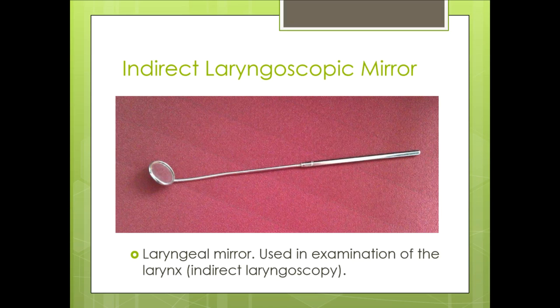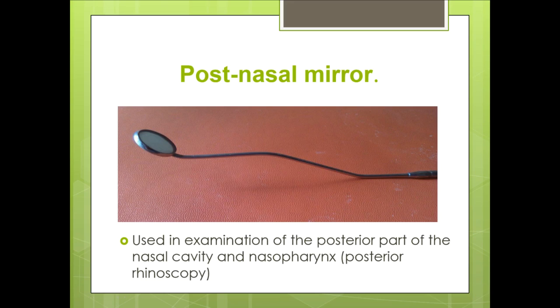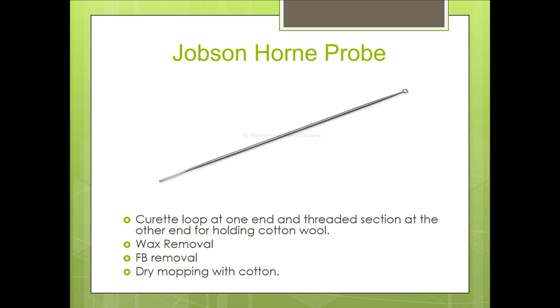This is the indirect laryngoscopic mirror. The straight mirror we use for indirect laryngoscopy, so that we can see the structures in the larynx and the hypopharynx. This is the posterior nasal mirror or posterior rhinoscopic mirror. Compared to that mirror, this is the bent mirror. We should face this mirror upwards behind the soft palate, then focus the light so that you can see the posterior part of the nasal cavity structures.